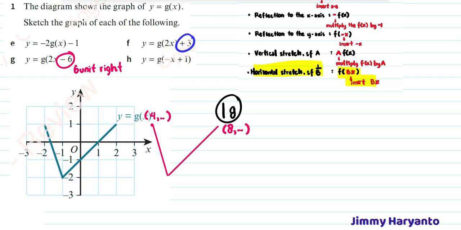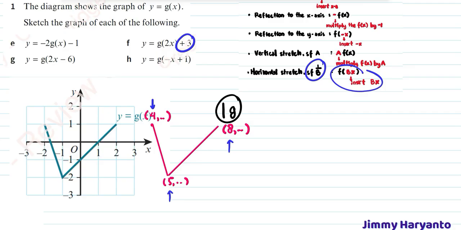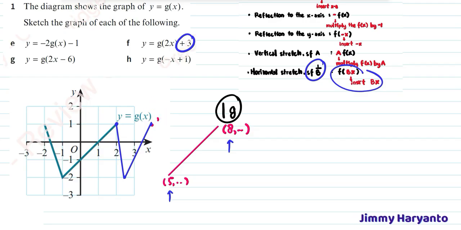8 comma something, and this one is at 5 comma something. Okay, after we do that, we need to do this, the 2x. 2x is this one. Insert 2x, that means scale factor 1 over 2. That also means you have to times this value of x by 1 over 2. So 4 times 1 over 2 is 2, 5 times 1 over 2 is 2.5, 8 times 1 over 2 is 4. So final answer is like this. You can erase this one.